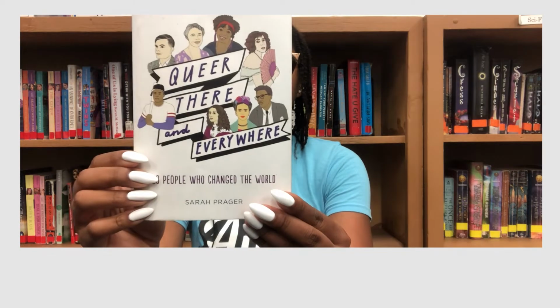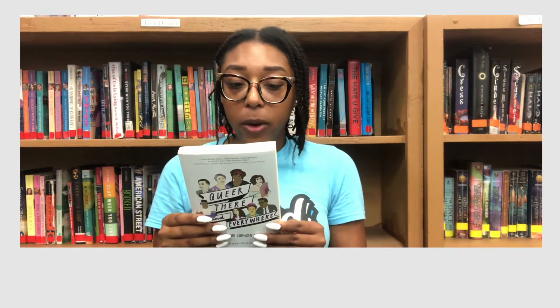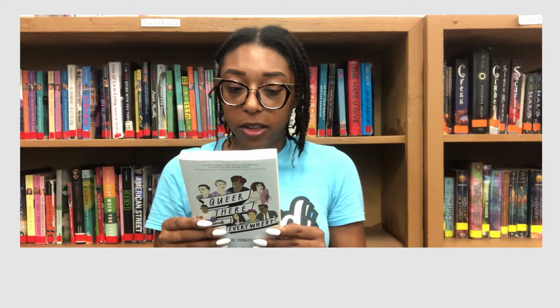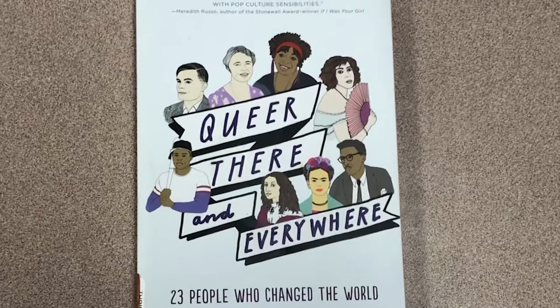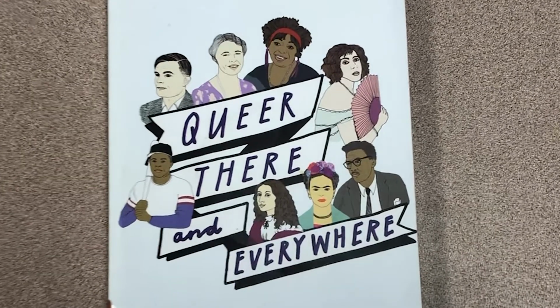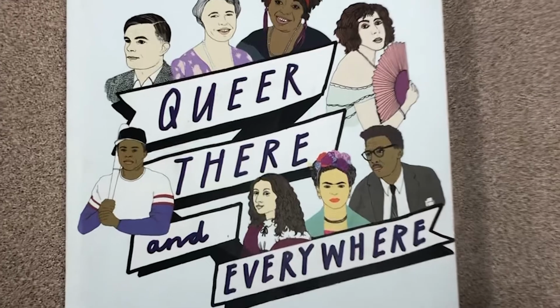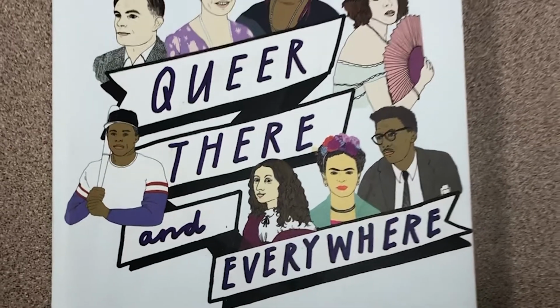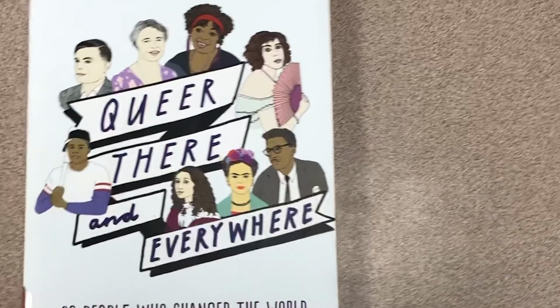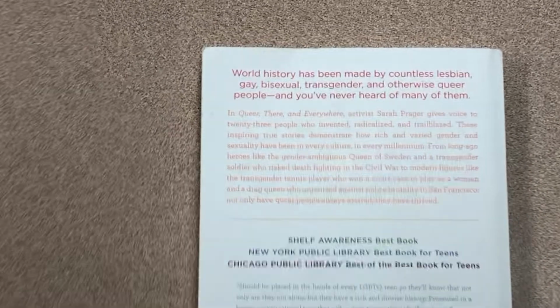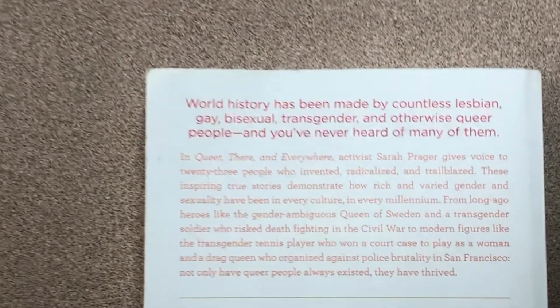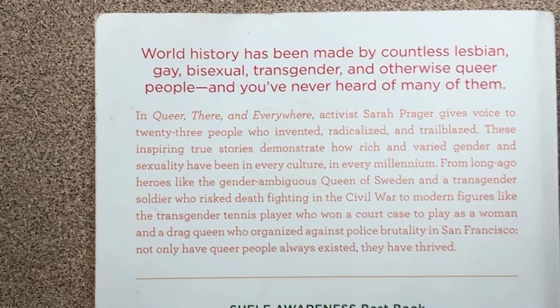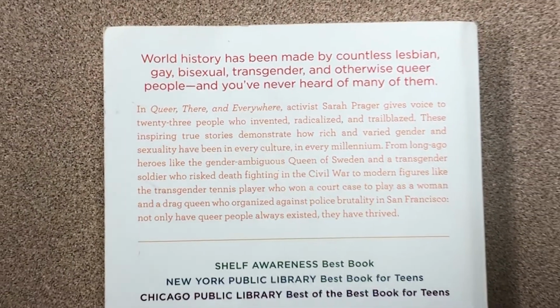The next book I have is Queer There and Everywhere, 23 People Who Changed the World by Sarah Prager. The back reads, "In Queer There and Everywhere, activist Sarah Prager gives voice to 23 people who invented, radicalized, or trailblazed. These inspiring true stories demonstrate how rich and varied gender and sexuality have been in every culture in every millennium. From long ago heroes like gender-ambiguous Queen of Sweden and a transgender soldier who risked death fighting in the Civil War, to modern figures like the transgender tennis player who won a court case to play as a woman, and a drag queen who organized against police brutality in San Francisco. Not only have queer people always existed, they have thrived."